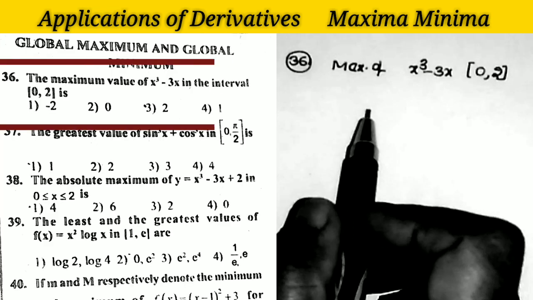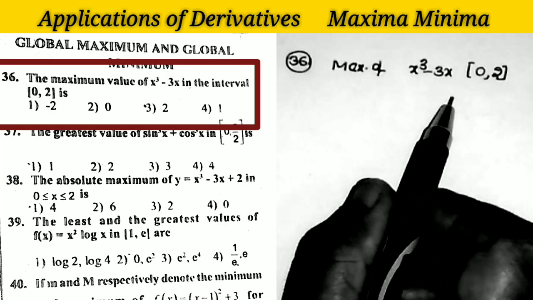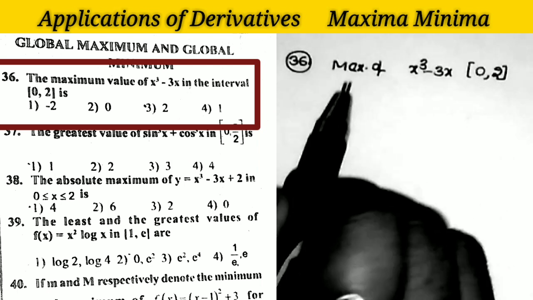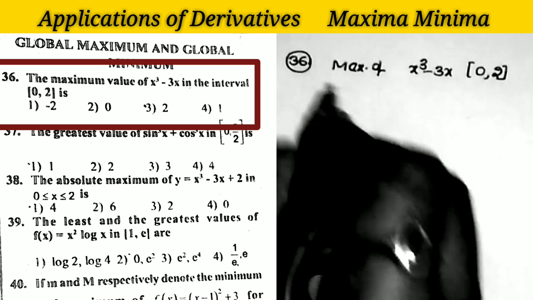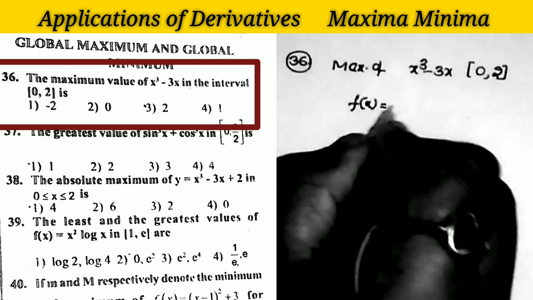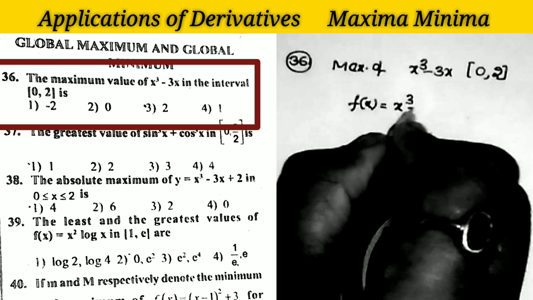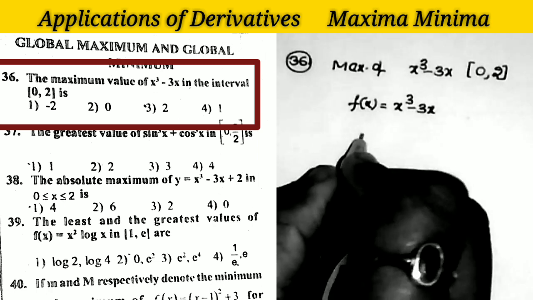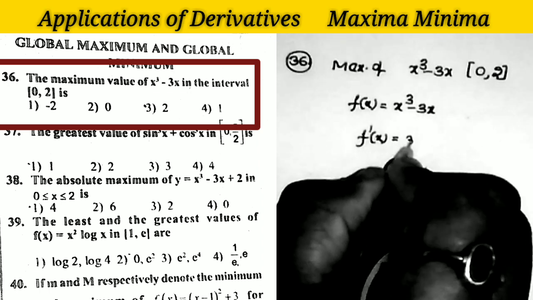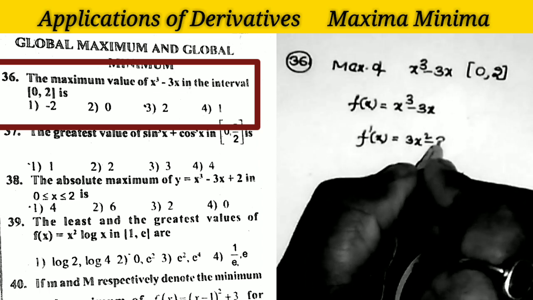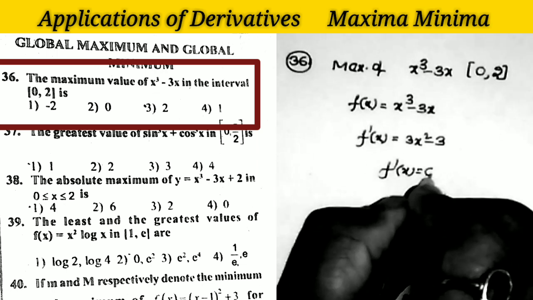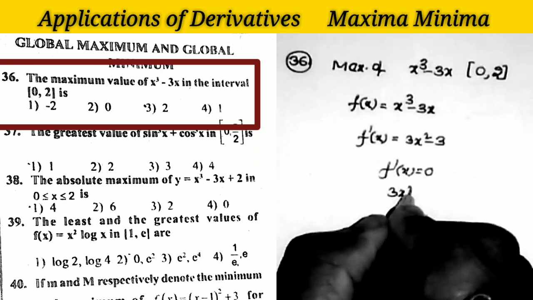The next question: the maximum value of x cube minus 3x in the closed interval 0 to 2. So we want the maximum value of this expression. So first I take that this is equal to f of x. Okay, f of x is equal to x cube minus 3x. Here the procedure is, first we find the derivative of this equation, which is equal to 3x square minus 3, and equating f dash of x equal to 0, that is 3x square minus 3 is equal to 0.